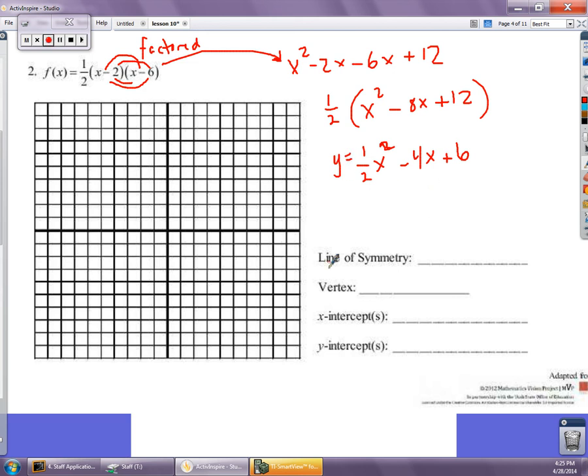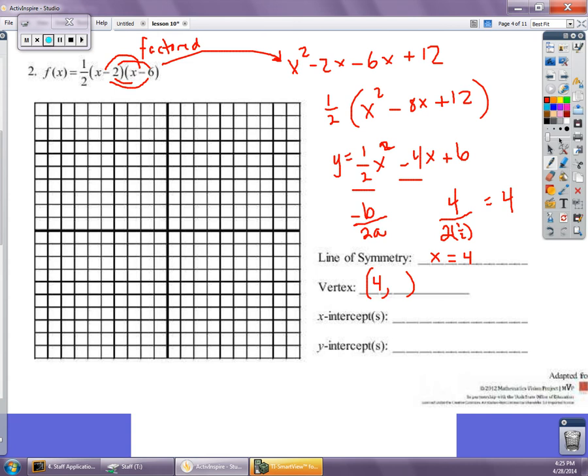So in order to find the line of symmetry, that's x equals, and we have to find the x coordinate of the vertex. We could do that one of two ways. The first way is we can use the formula negative b over 2a. Remember, this is your b, this is your a. So negative b over 2a would mean negative negative 4, which is a positive 4, over 2 times a, which is 1/2. So 2 times 1/2 is 1. You get an x coordinate of 4. So the line of symmetry would be x equals 4, and that means the x coordinate of our vertex is 4.